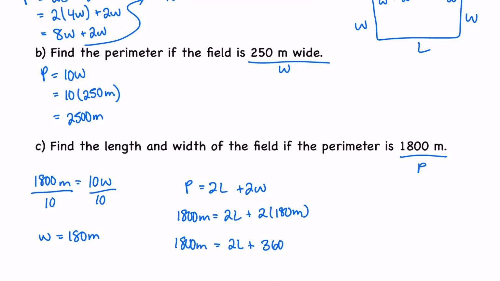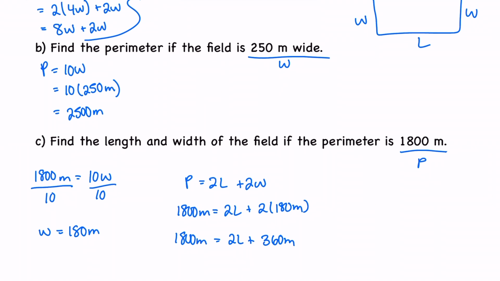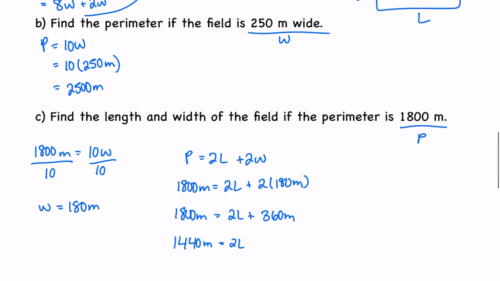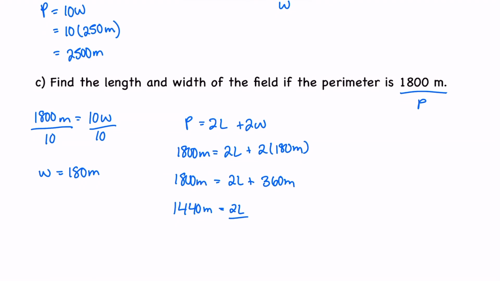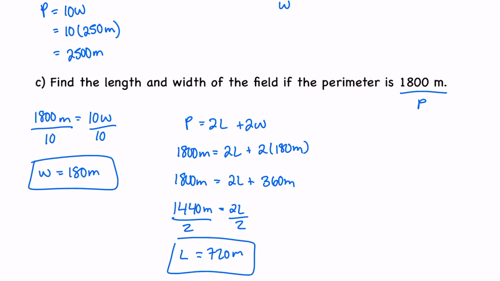plus 360 meters. And we want to isolate our length. So we need to get rid of this positive 360 meters. So we're going to do that by subtracting 360 meters from both sides. And that gives us 1440 meters is equal to 2 times our length. And then to isolate L, we need to divide by 2. And then what we do to one side, we must do to the other side. So that leaves us with length is equal to 720 meters. So now that we know our width and now that we know our length, we have answered the question.